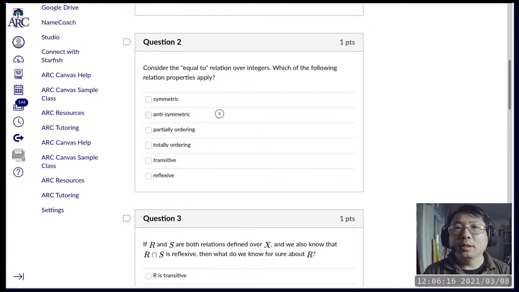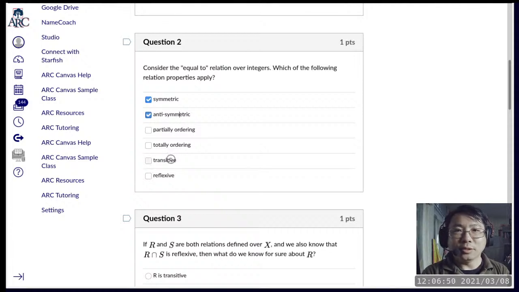There we go. So question number 2 is using equal to instead of not equal to. So with equal to, it is symmetric. If 1 equals 1, then 1 equals 1. Yeah, so that's pretty obvious, right? It is definitely anti-symmetric because ARB and BRA implies A equals B is definitely true, because an element can only relate to itself using equal to.